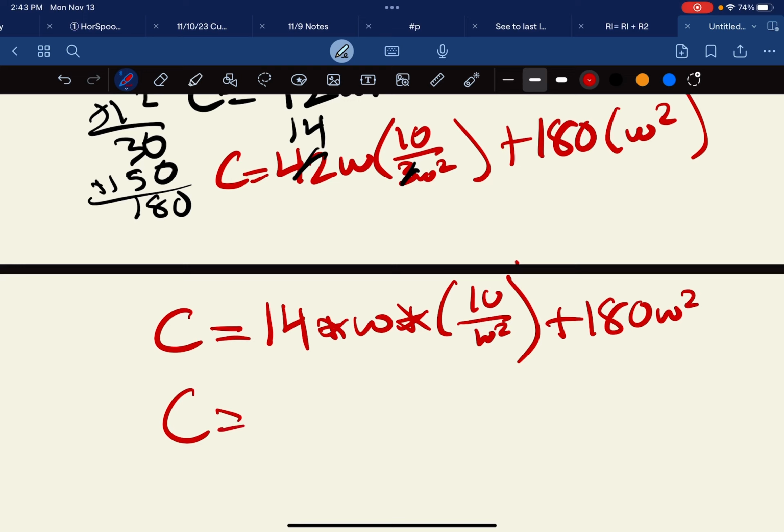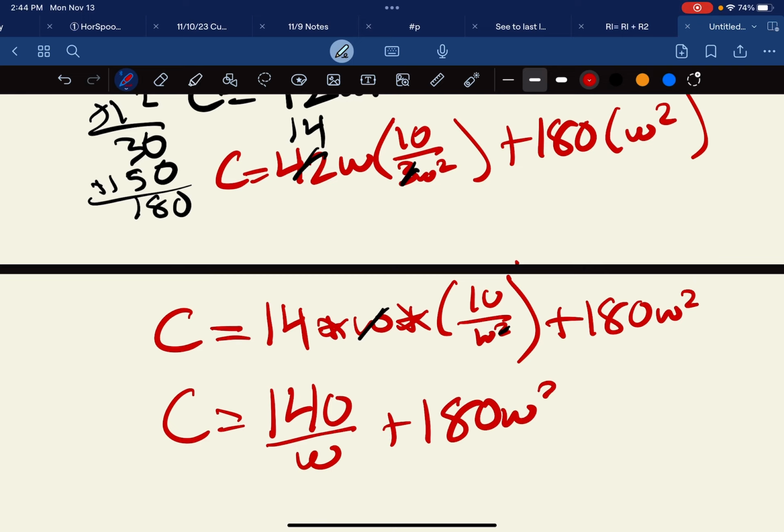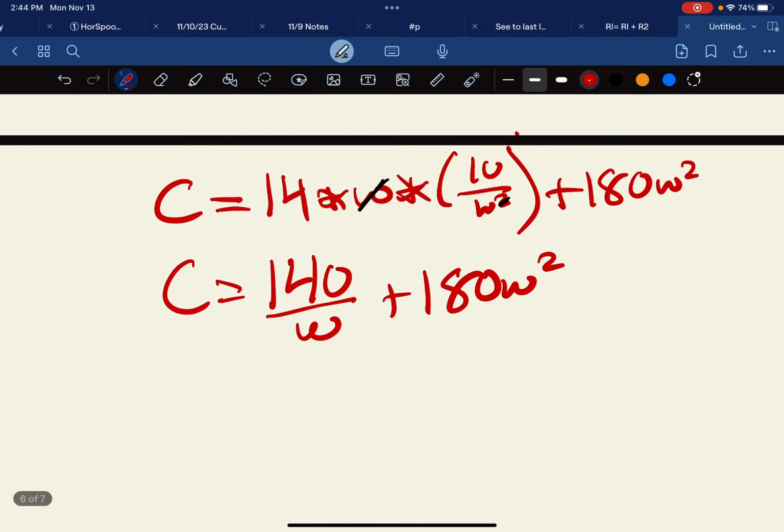So then we can rewrite that as 140. This w up top cancels with this w squared, makes that just a w. So we just get 140 divided by w plus 180w squared. So now we're about ready to take the derivative of this.